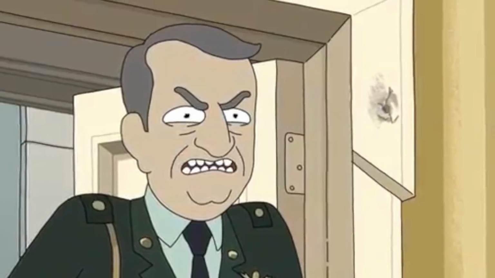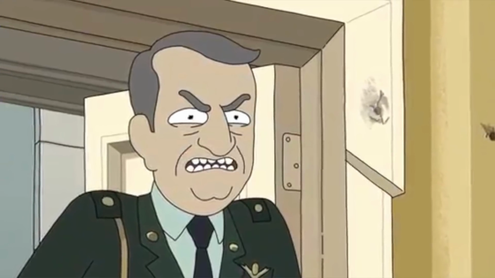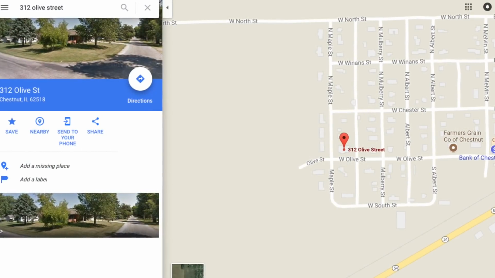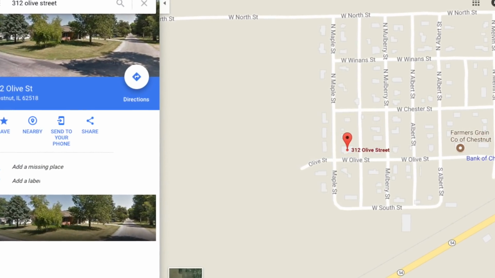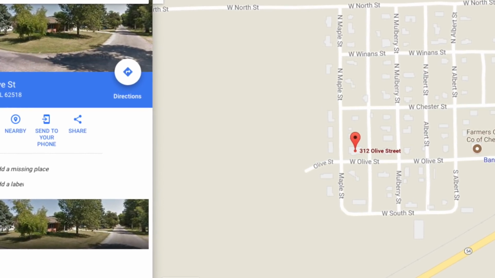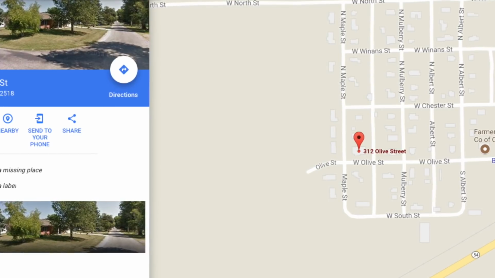Rick also tells the secret agent that he's going to screw his mother and that she lives at 312 Olive Street. That is an address in many United States cities, so I'm not exactly sure if that's just an address they pull out of their ass or somewhere that actually makes sense to them, but if you live near one, you could probably check it out.